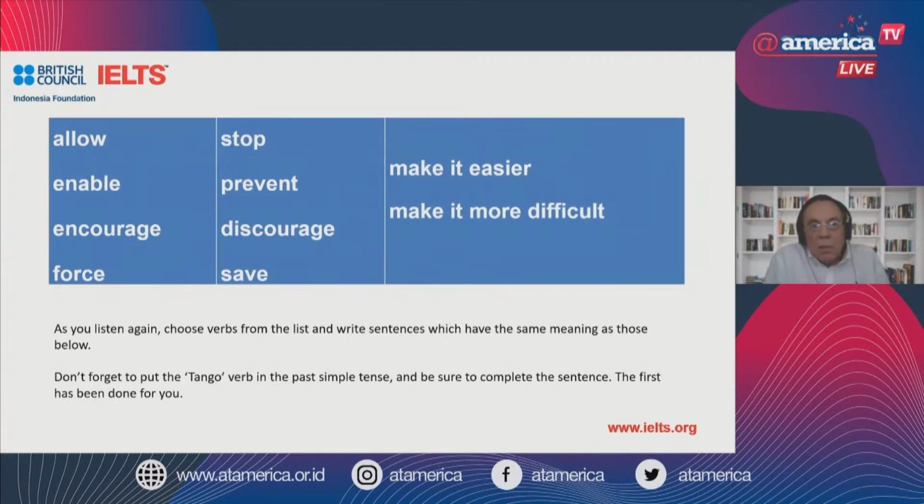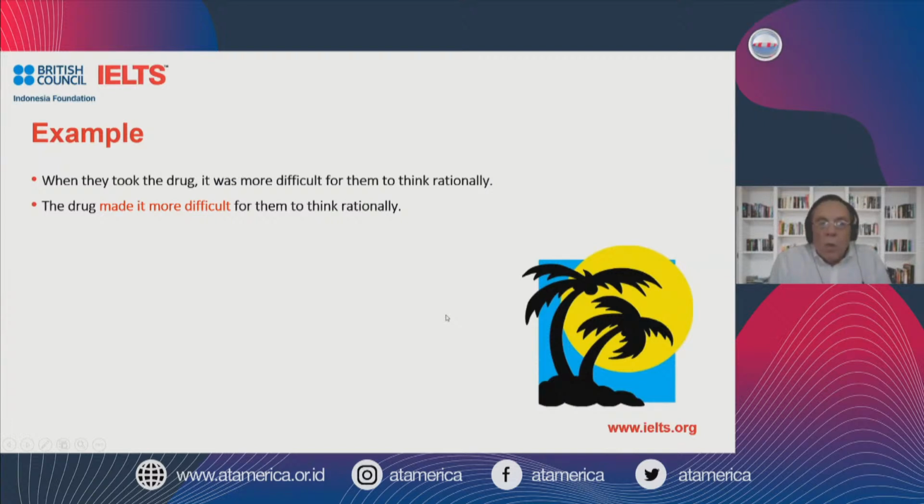Now, I don't think we have time really to go through this. I strongly suggest that you take the handout and maybe read the story a couple of times more, and then you can change the sentences which are given on the next slide. Here it says, don't forget to put the Tango verb in the past simple tense and be sure to complete the sentence. The first has been done for you. There's the first sentence. When they took the drug, it was more difficult for them to think rationally.